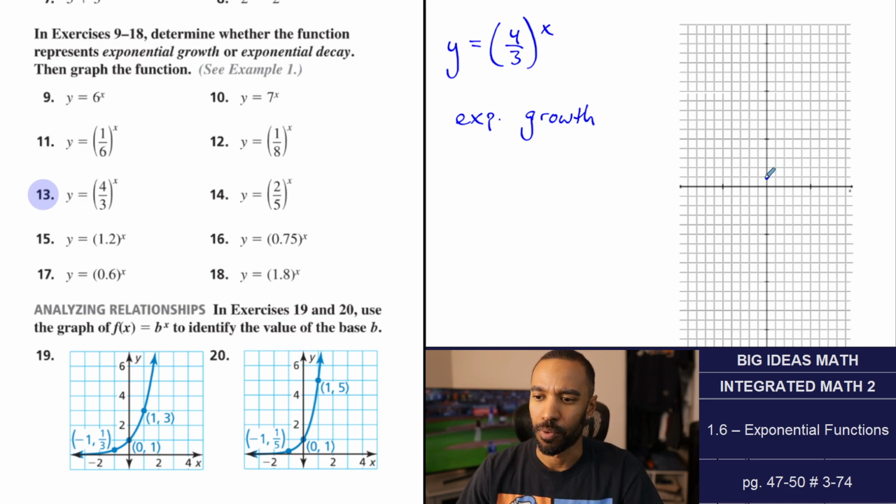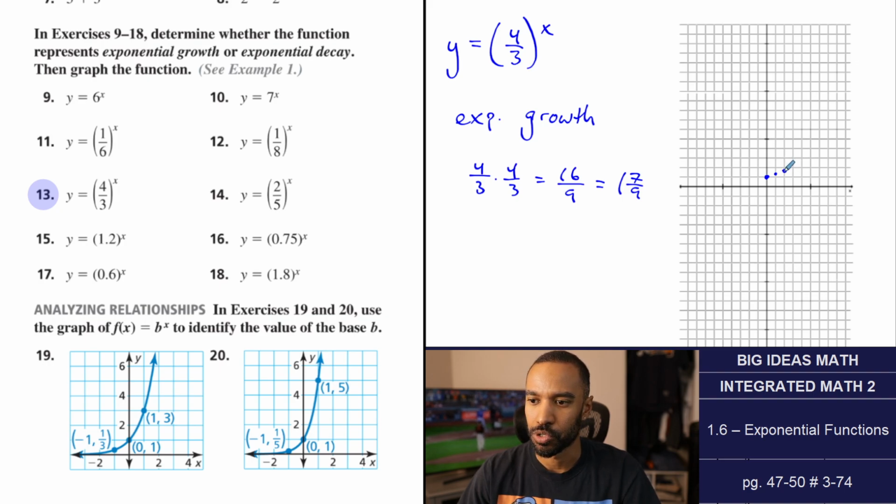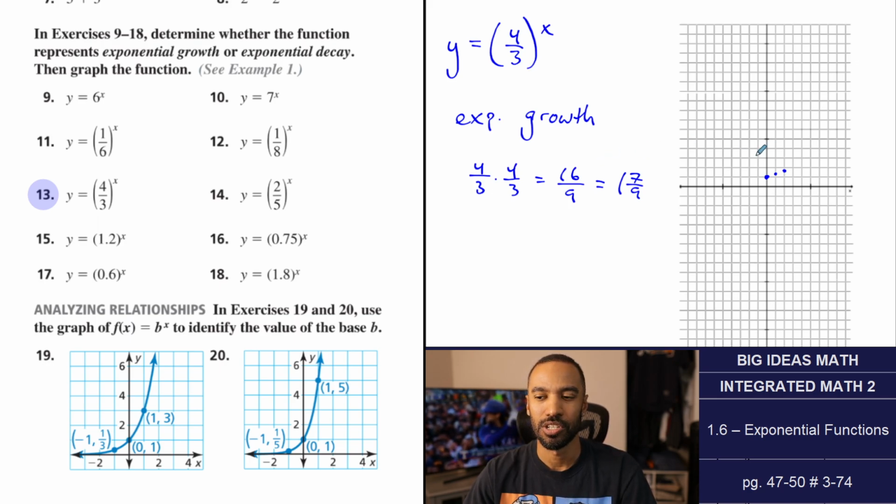First I start with the y-intercept of 1. And then you multiply by 4/3, which is 1 1/3. But 4/3 times 4/3 is then 16/9, which is 1 7/9. So 1 7/9 is closer to 2 like that. And then, oh man, maybe I regret doing this now on this problem. 16/9 times 4/3 is 64/27, which is 2 and something, right? 2 and change. 2 and 10/27, so about like that.